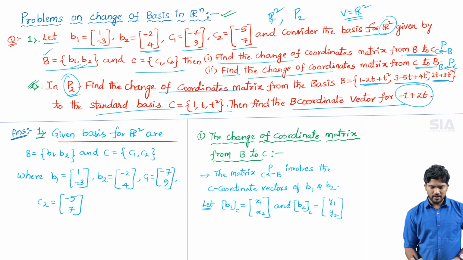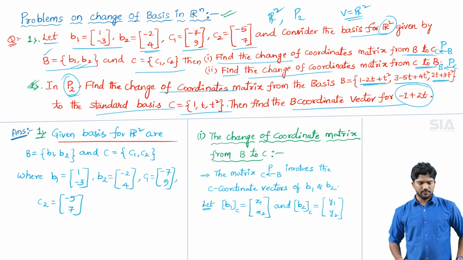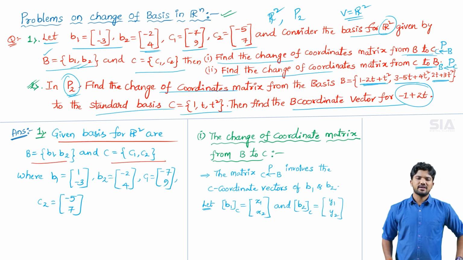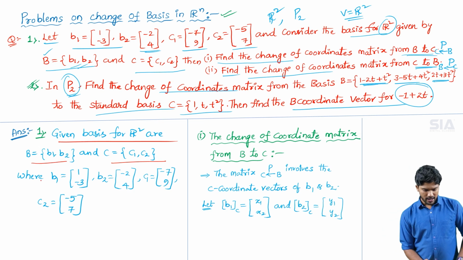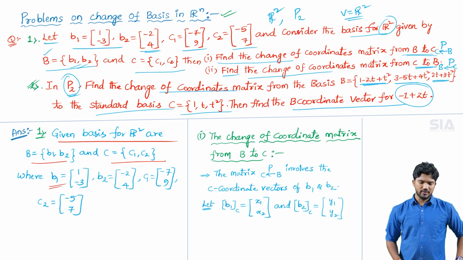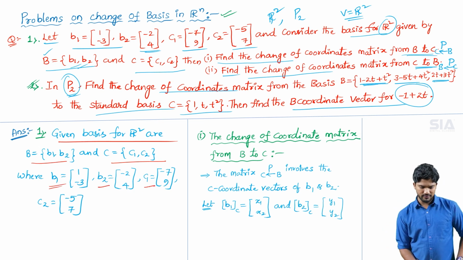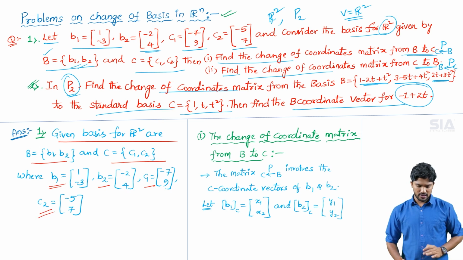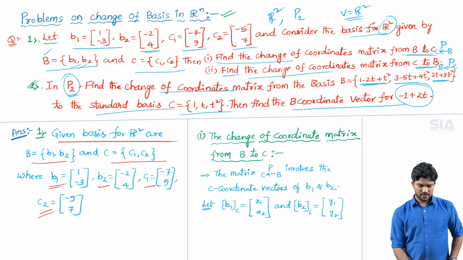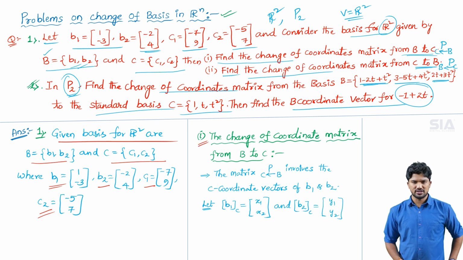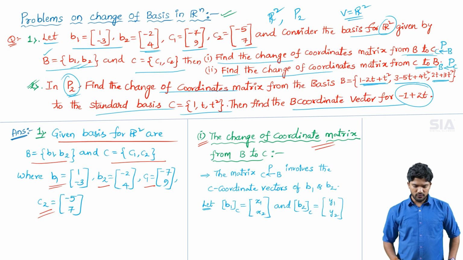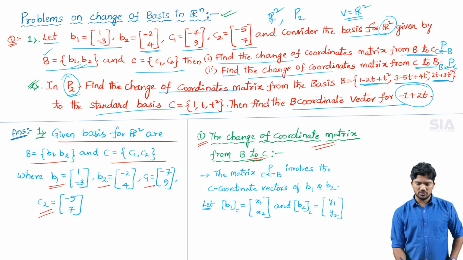First problem: given bases for R2 are capital B equal to B1, B2 and capital C equal to C1, C2. Here we have 2 bases, and the given vector values B1, B2 and C1, C2 we can write from the given data as it is. Now the first sub question, here in question number 1, is to find the change of coordinate matrix from B to C.